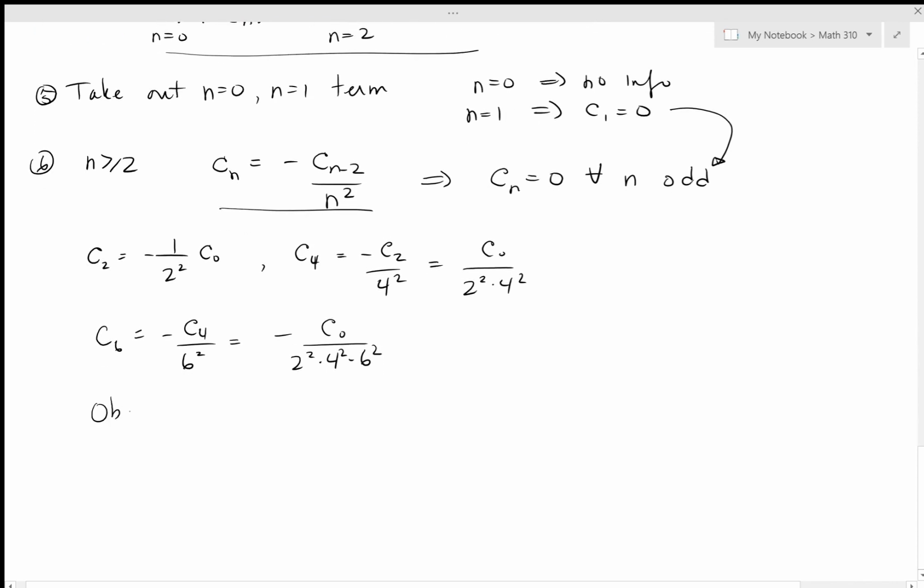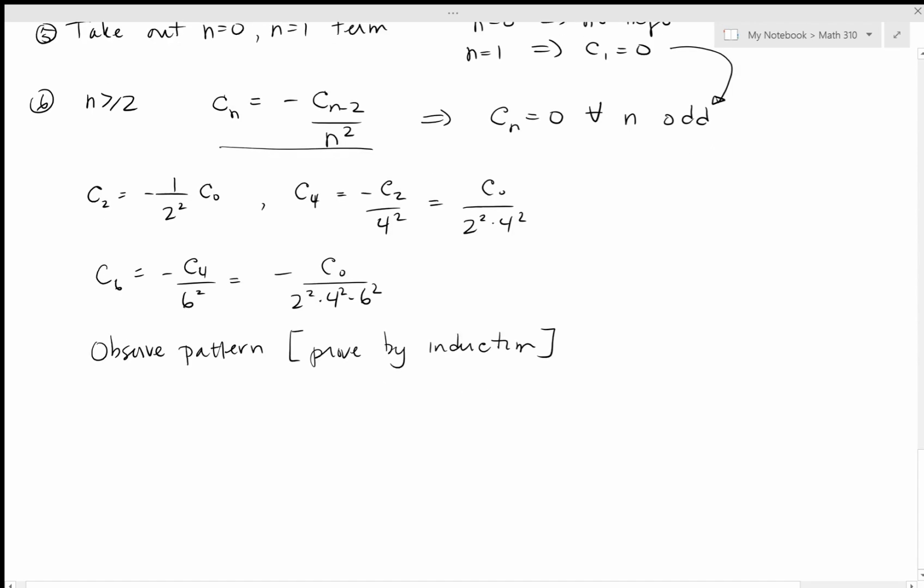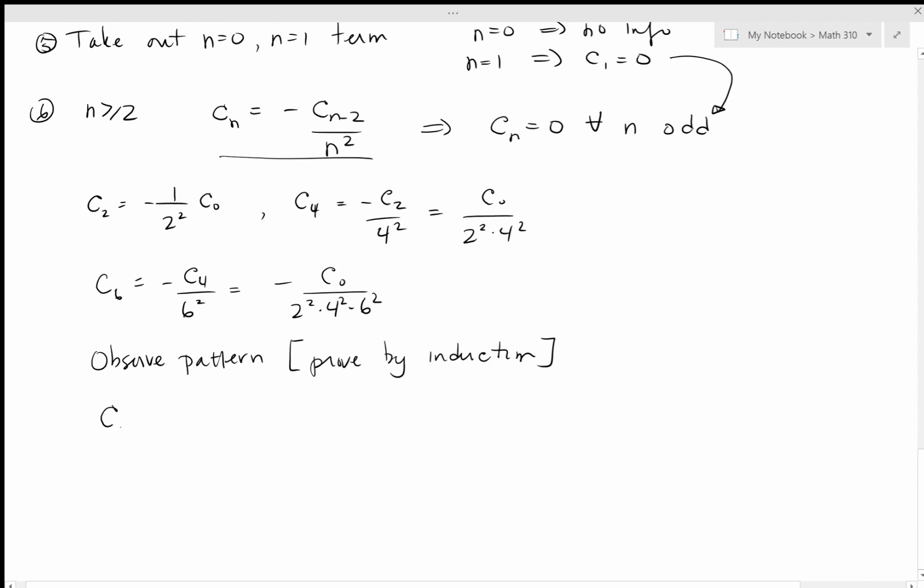Observe the pattern. And if I wasn't happy with just observing the pattern and being confident about that, if I wanted to be more rigorous, I would prove by induction. I'm not going to do that step here. And then I would say that C2n is equal to minus 1 to the n C naught divided by 2 to the 2n times n factorial squared.